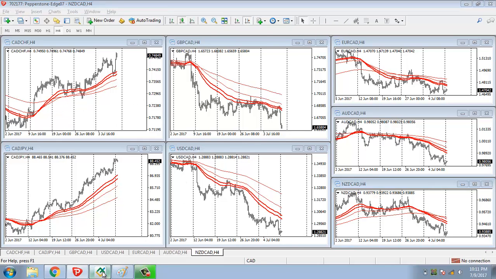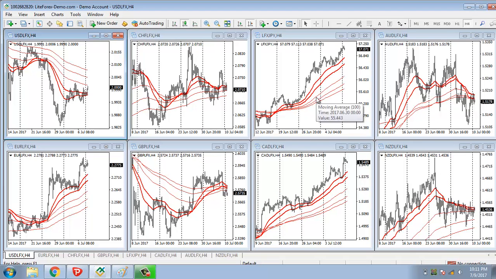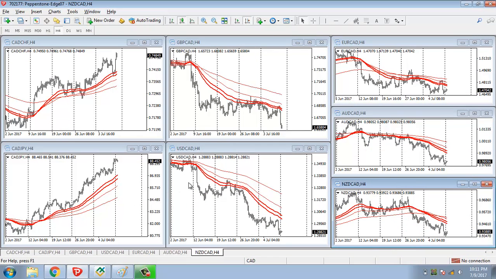So if CAD is going up, and you can see all CAD pairs are behaving in the same way. So CAD index is getting stronger. So you can see CAD CHF and CAD yen are getting strong. All other pairs are getting weaker against the CAD. Oh, forget everything else. Simply by looking at the moving averages, you can clearly see CAD is definitely strong, right?